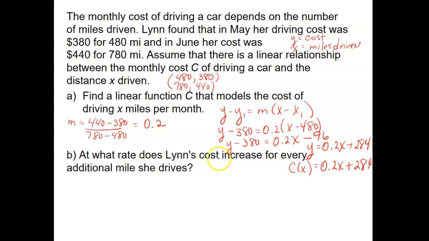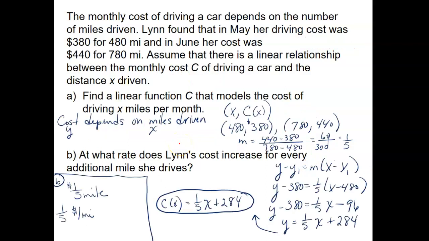So at what rate does Lynn's cost increase for every additional mile she drives? So it's asking for rate. So it's essentially asking me for the slope. So the rate that the cost is going to be 0.2, and my y's are being measured in dollars, and my x's are being measured in miles. So it's costing me about 20 cents per mile. Okay, and so this is it written out using the fractions.